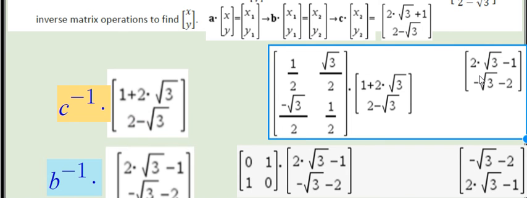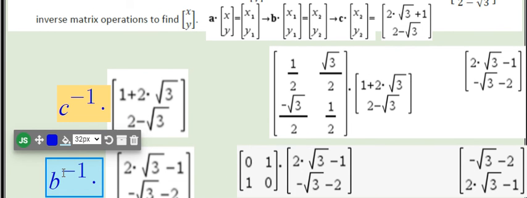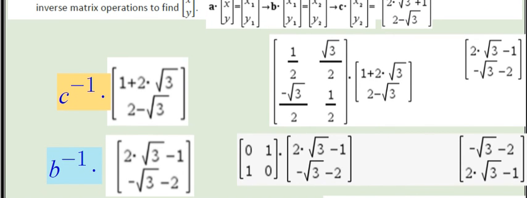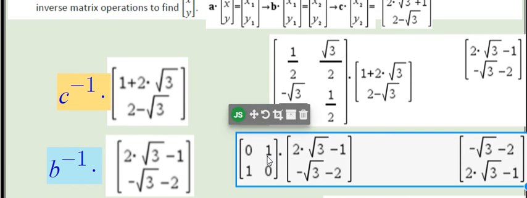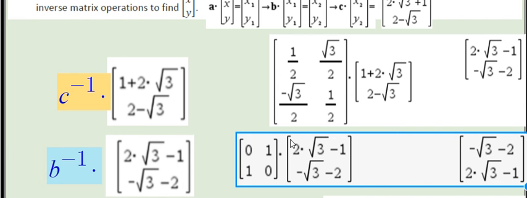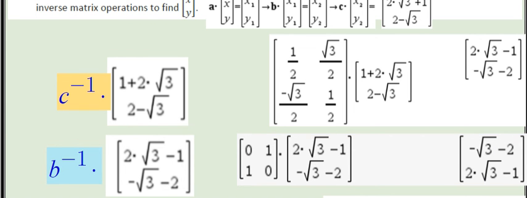Next, we take that output and use the inverse of matrix B for the second one. And notice what really happens to these two is what B is supposed to do. X and Y trade places. So our Y, negative radical 3 minus 2, becomes our new X. 2 radical 3 minus 1 becomes our new Y. So those just traded places when we did the inverse, so they traded back.